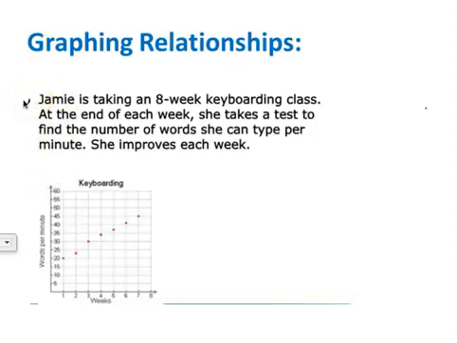It says Jamie is taking an 8-week keyboarding class. At the end of each week, she takes a test to find the number of words she can type per minute. She improves each week. So these points are telling us after each week how many words she can type per minute. So we're comparing two things, the weeks and then the words she can type per minute.